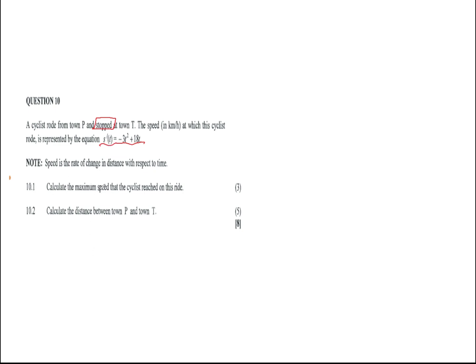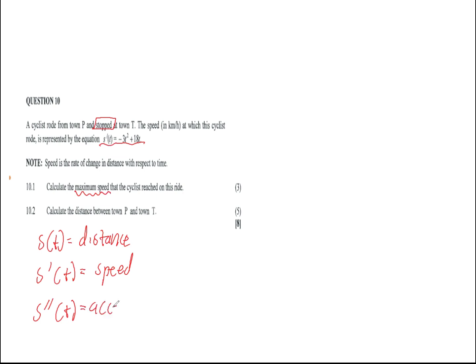Then 10.1 says, calculate the maximum speed that the cyclist reached on this ride. The what? The maximum speed, right? Now, first, let's understand this. Our S in terms of T represents the distance. This is the original formula. Then our S prime T would have to represent the speed or the velocity. And then we have our S second derivative of T, which would have to represent the what? The acceleration.